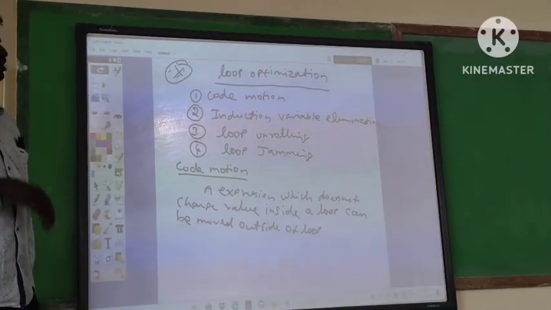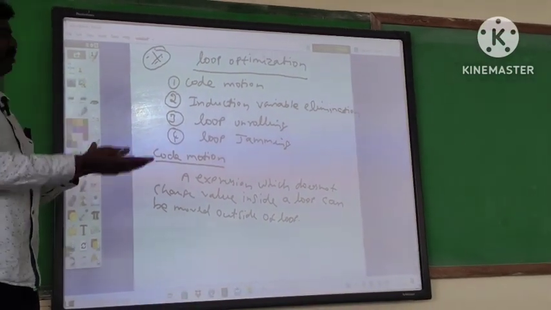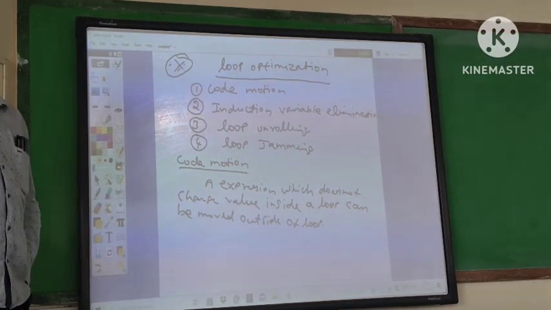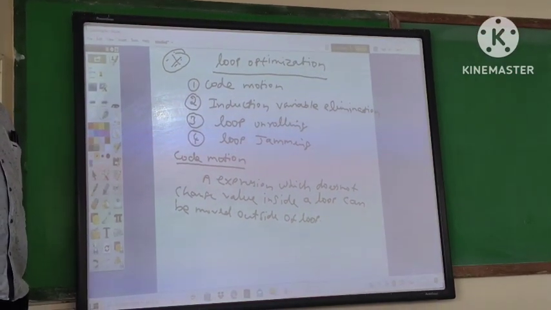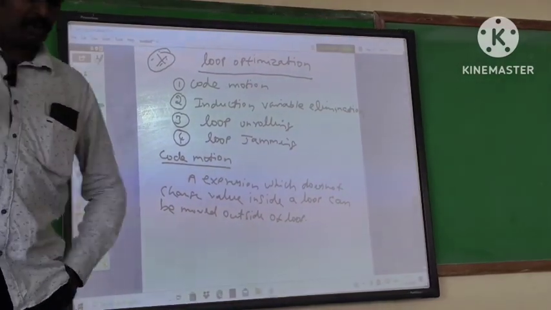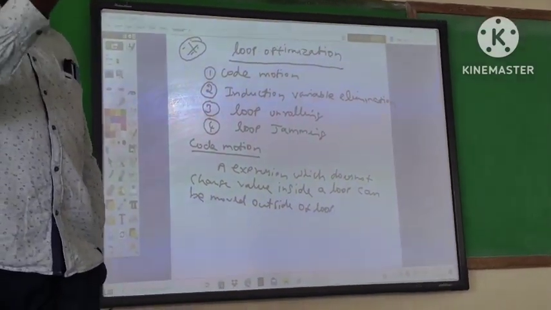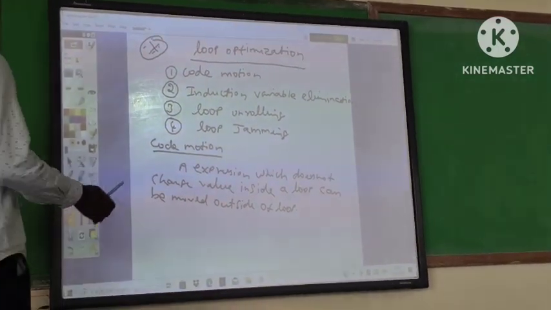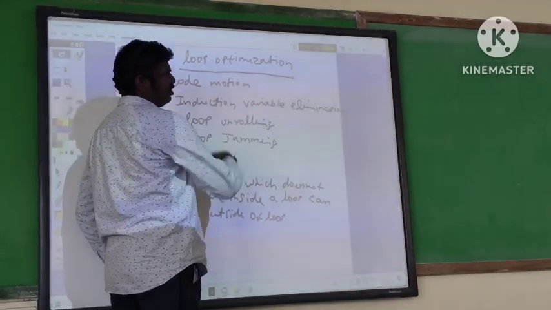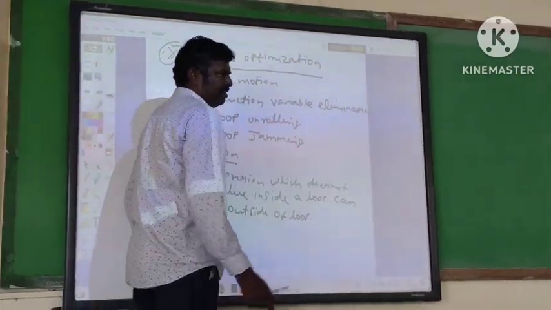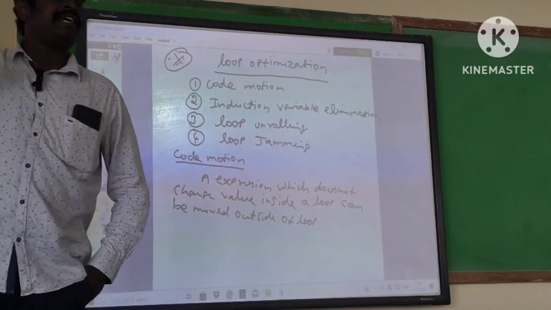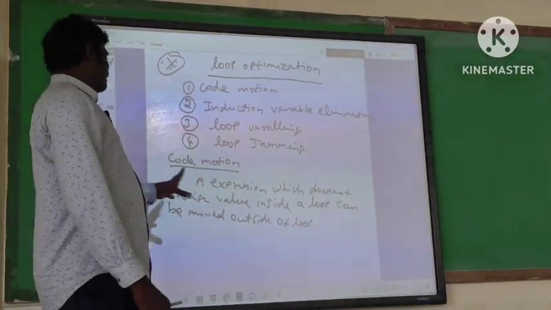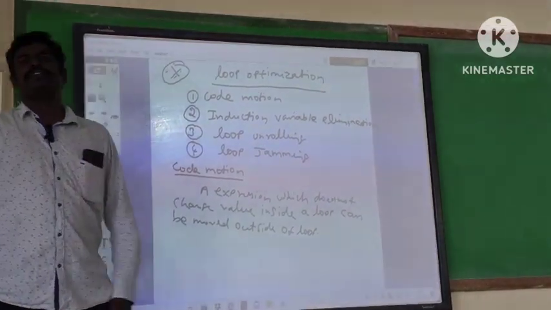That means if the value does not change, then running the loop for that corresponding statement is inefficient. For example, I have a loop and I execute it 10 times and I am getting the same value again. That is an inefficient process. Instead, you move the statement outside of the loop so that it gets executed only one time. Now I will highlight an example. Take this definition: the expression which does not change the value inside the loop can be moved outside of the loop. That is called code motion.